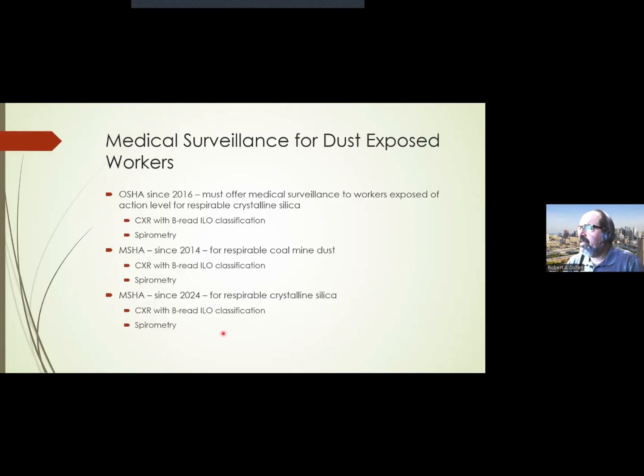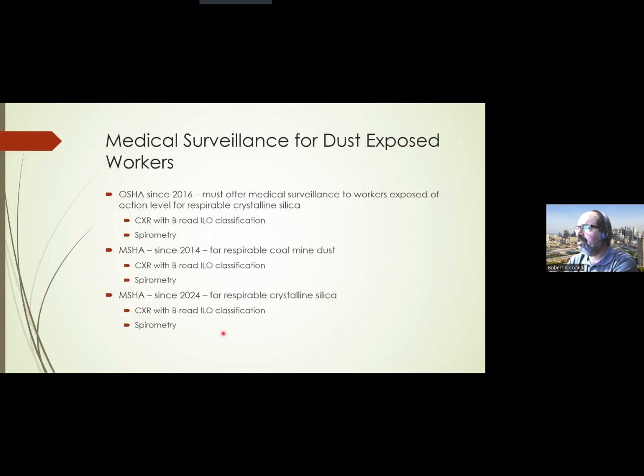And since 2016, OSHA mandated that workers exposed to more than 25 micrograms, what they called an action level, for respirable crystalline silica should be provided with a chest x-ray and an ILO classification. That's the International Labor Office classification of the x-ray, done by a NIOSH certified B reader, those physicians who are certified to do this. And offer spirometry as the lung function test. So again, it's imaging and physiology.